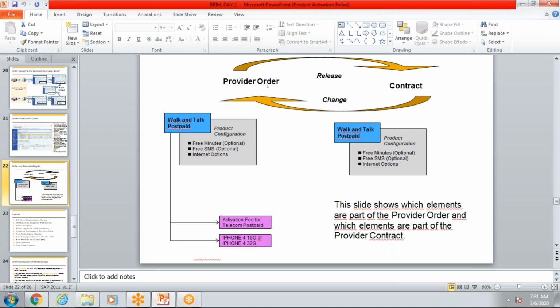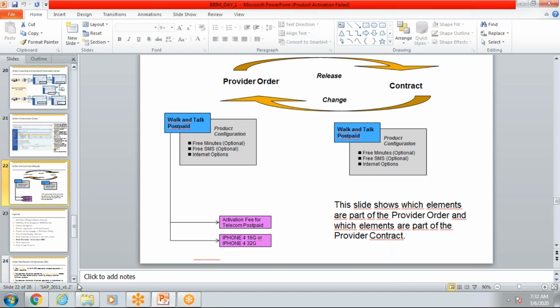So when the order is placed, the provider order will have all these things: the rate plan product, the physical product, as well as the activation product. When the order is released, a contract will be created only for the rate plan product, because only for the rate plan product the customer has to pay month on month or every quarterly bill. Whereas for the physical device, it will be only a one-time charge. And for the activation product, it will also be only a one-time charge. The contract will be created only for this rate plan.